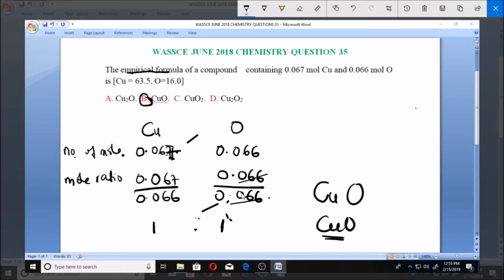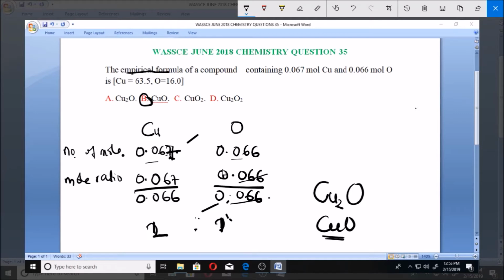If you had something like 1 here and 2 here, you would have Cu2O. So it depends on the ratio. And how do you get the ratio? By writing down the number of moles and dividing through by the smaller one, so that you have 1 on one side and another value on the other side.